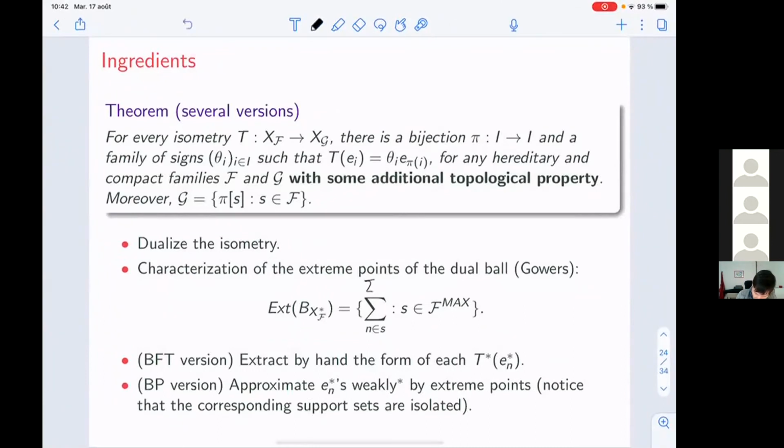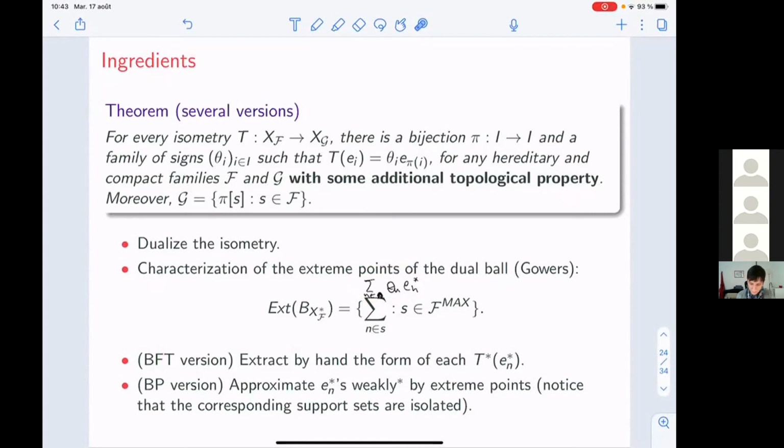Here is just the sums, the index, sign sums of things like this. So I take here possible signs, and since my basis is shrinking, now I have this basis in the dual, and then I take these elements, and whenever I have such a sum which is indexed by a maximal element, this is an extreme point of the dual ball, and these are all the extreme points. And so isometries taking extreme points to extreme points, this already gives you that such sums have to go onto the same kind of sums on the other side, right?